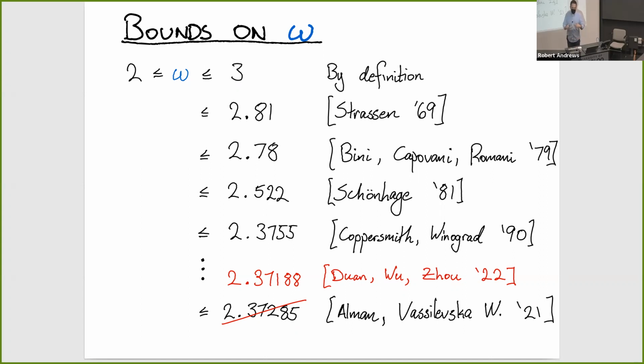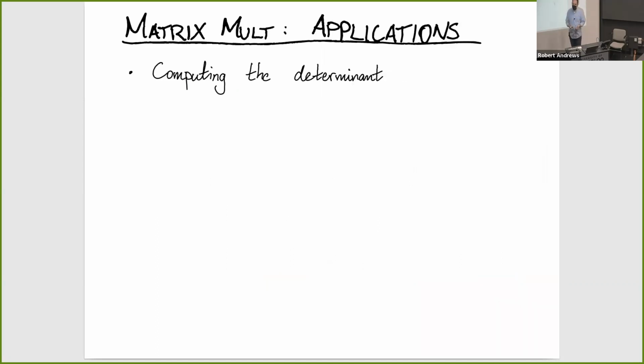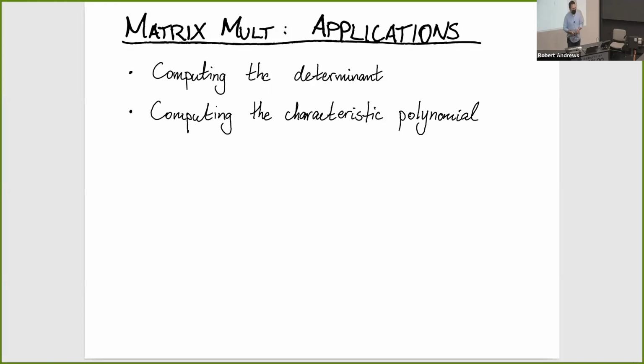And of course, matrix multiplication is this fundamental problem. We'd like to get really fast algorithms for it. But why should we care? What does this buy us beyond just multiplication of matrices? Well, it turns out this problem is really, really useful if you want to do other things. For example, if you want to compute the determinant of a matrix, you can do this quickly using fast matrix multiplication. More generally, you can compute the characteristic polynomial of a matrix.